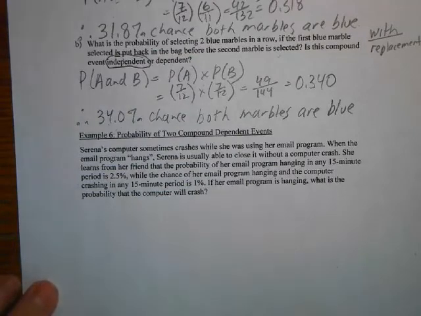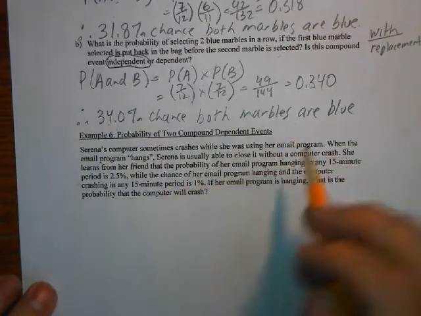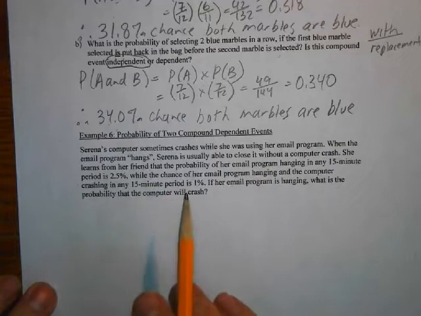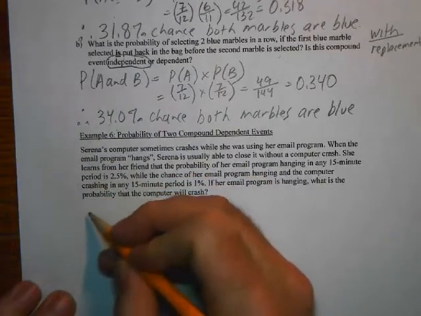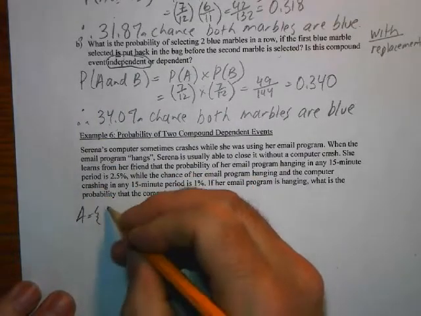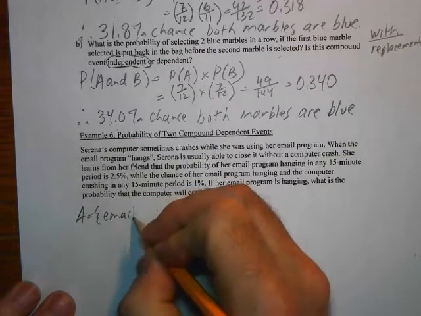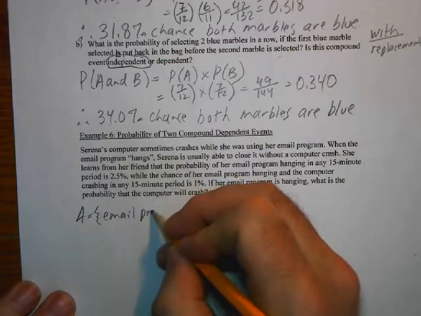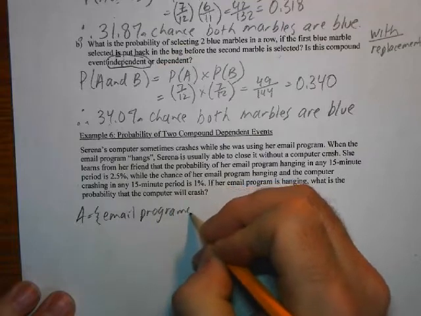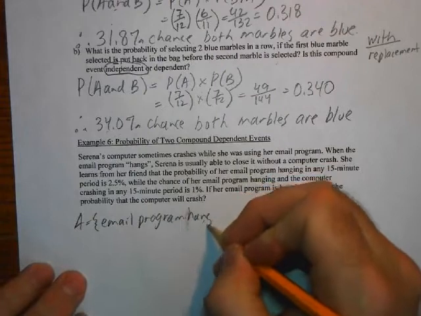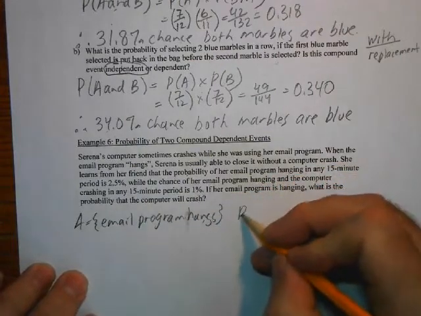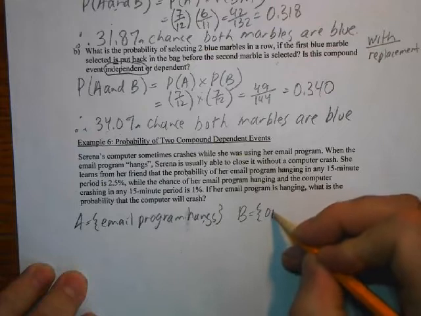Okay, so a lot of stuff there. We're going to start off with, there's two things happening here. There's the event of her email hanging, and there's also the second event, her computer crashing. So I'm going to define those first. A: the email program hangs is the first event. And B is the operating system fails.